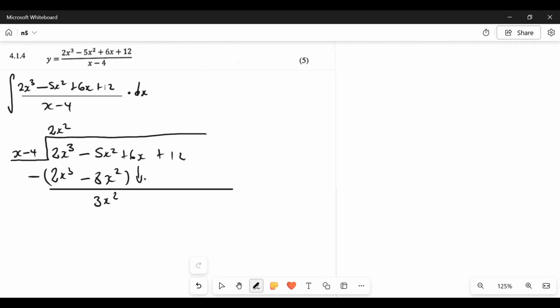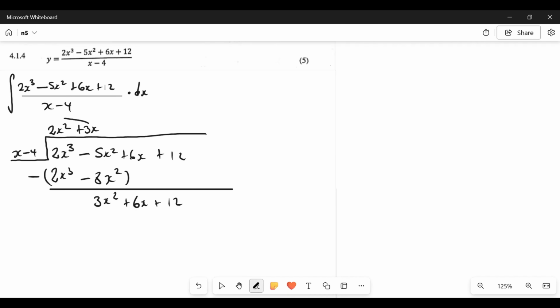Right, after here, we're going to drop this 6x. We're going to have positive 6x here. And then we drop this 12 here. We're going to have plus 12. Then from here, we repeat the same step again. We're going to divide this 3x squared by that x there. And then the answer is going to be plus 3x.